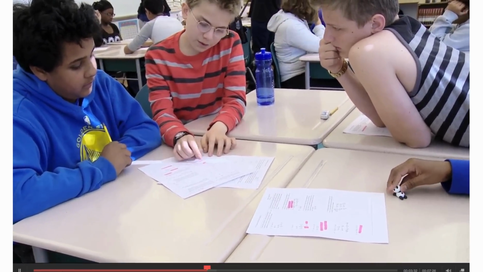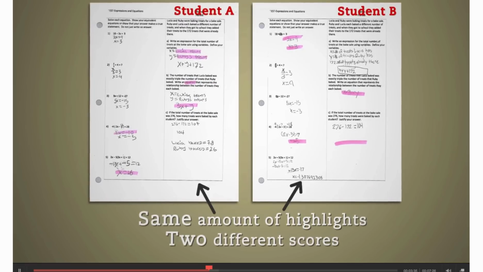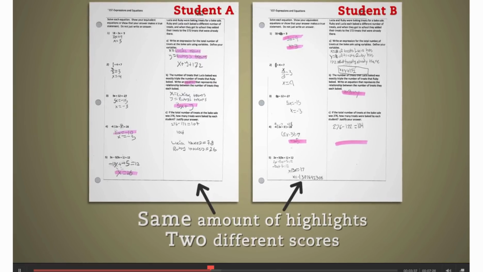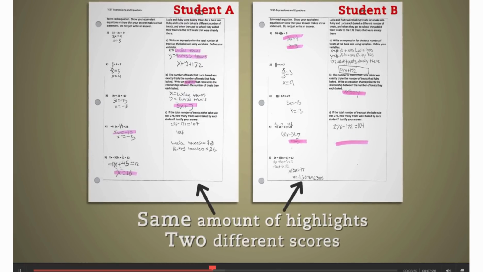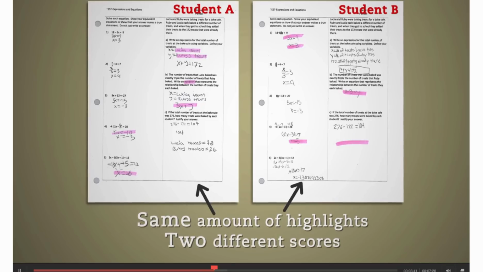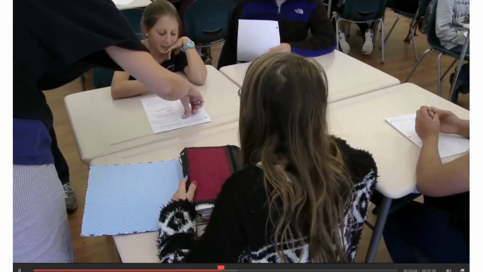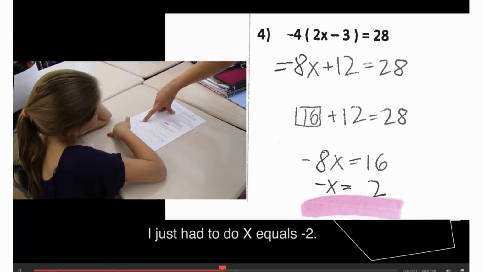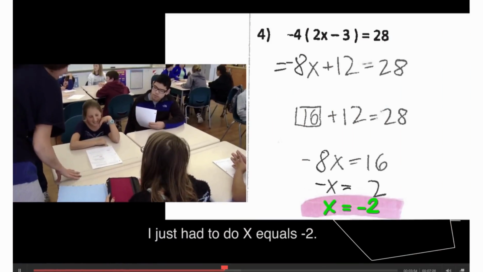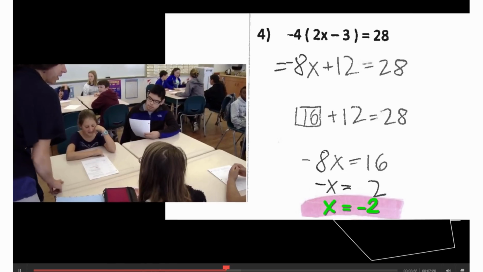So you really can't look at the number of highlights and determine your grade. It is a much more involved and nuanced process of understanding what types of mistakes this kid is making and how important are those mistakes in terms of learning math. What happened here? I just had to do x equals negative. Yeah, you just didn't finish. I almost put that one up. I really like that one.